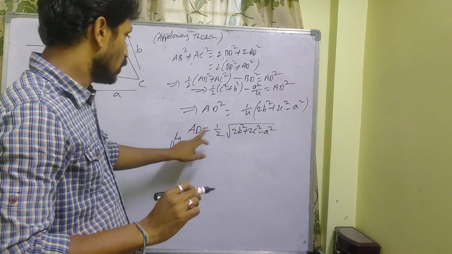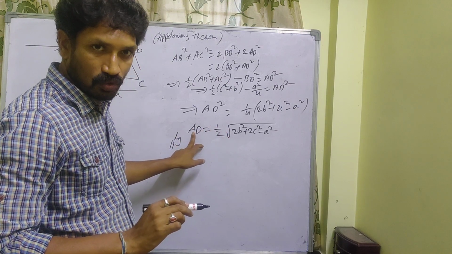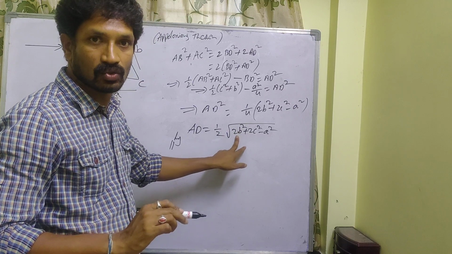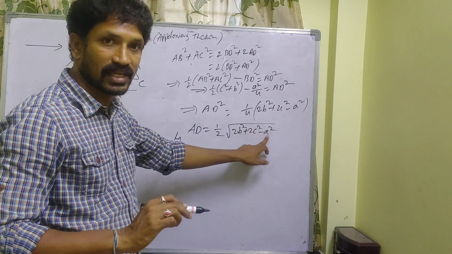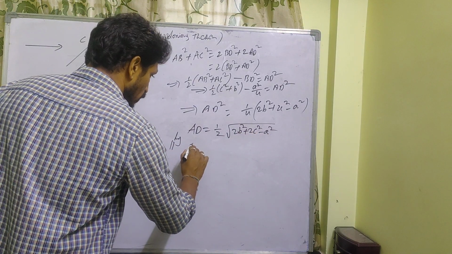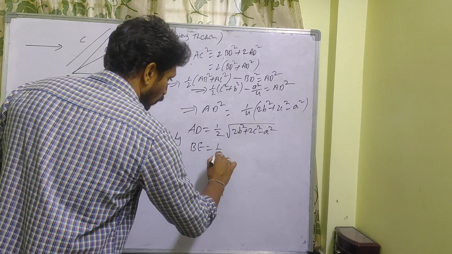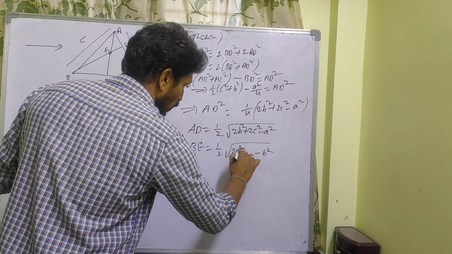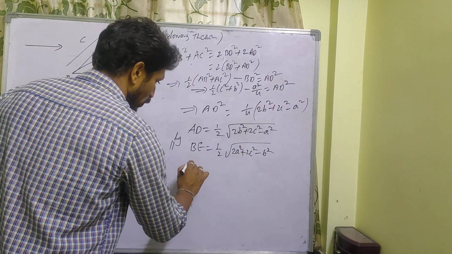So AD means it is passing through A. This median is passing through A. So you get the remaining two sides, 2b square plus 2c square minus a square. So here what you get? Similarly, BE means half of, so here minus b square you get. So this is 2a square plus 2c square. Next one, CF.